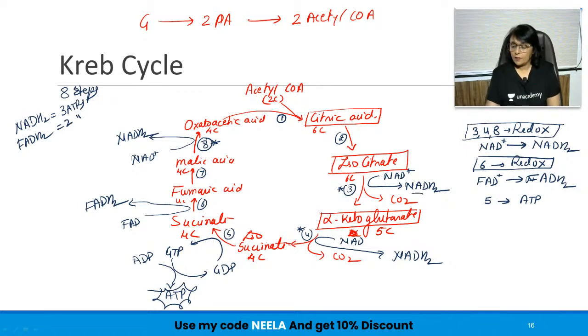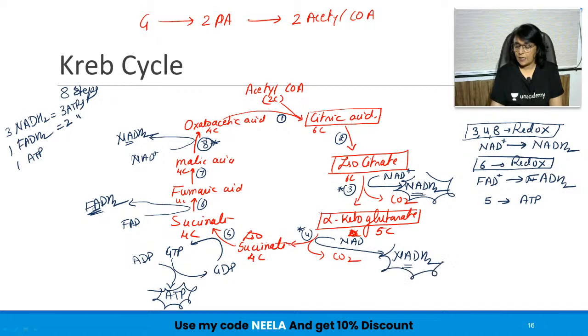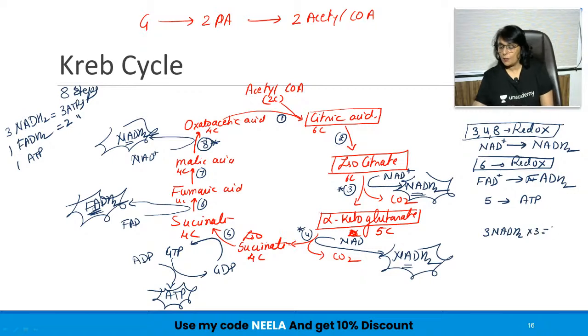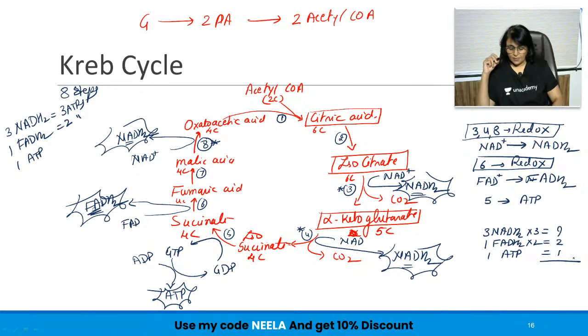So in one Kreb cycle, what did we get? We got 3 NADH2, 1 FADH2 and 1 ATP. Let us calculate the ATP. 3 NADH2 into 3 is 9. 1 FADH2 into 2 is 2. And 1 is ATP directly. How many ATPs do we get from one Kreb cycle? That is 12.